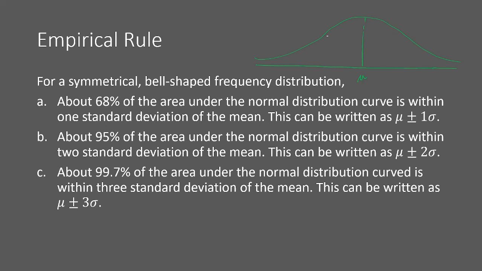And we have here our 1 sigma on this side. Ito ay mu plus, minus 1 sigma. And we have here mu plus sigma. Then we have here mu plus 2 sigma. And we have here mu minus 2 sigma. And we have here our 3 sigma.